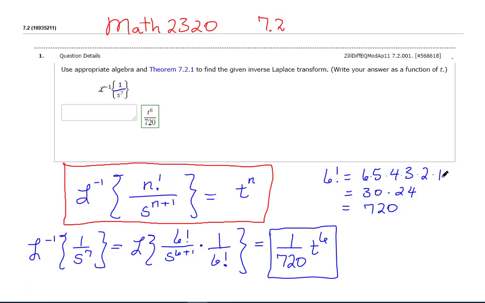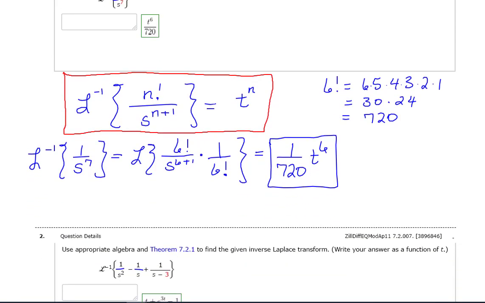Alright, so in our problem, they want us to find the inverse Laplace transform for 1 over s to the 7th power. Well, what this amounts to is figuring out what's the exponent to match the formula? So 6 plus 1 would fit the n plus 1. So I need a 6 factorial on the top. I don't have one. So to keep the problem the same, I put it on the top and I divide it out at the same time. So I'm really just multiplying by 1.